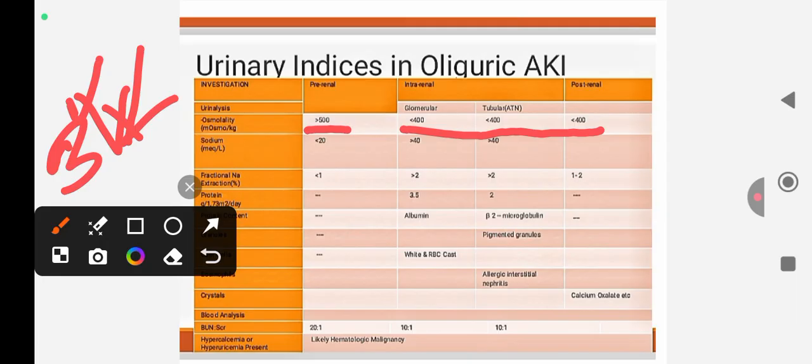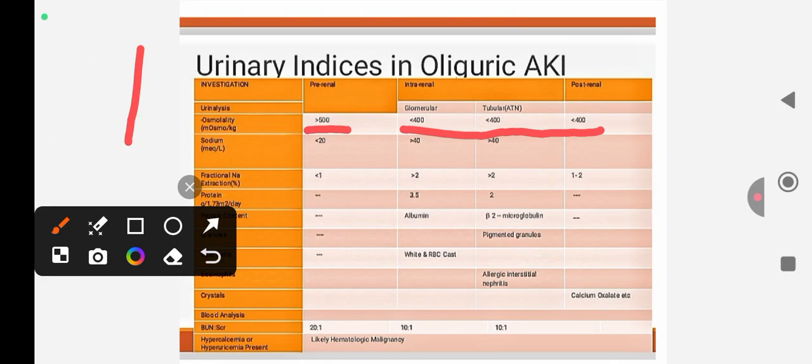While in the other cases there is no depletion in volume, it's just injury to the kidney. So for prerenal, the urine sodium content is quite low, less than 20. Why? Because the body is reabsorbing all the sodium being filtered, so that water can follow and blood volume can be restored.